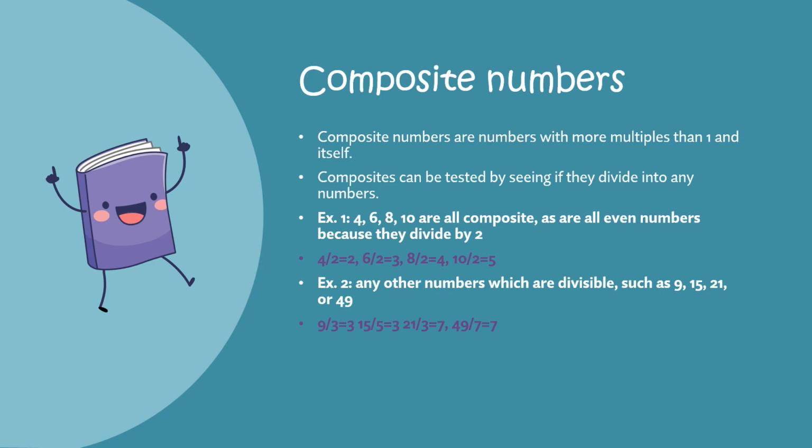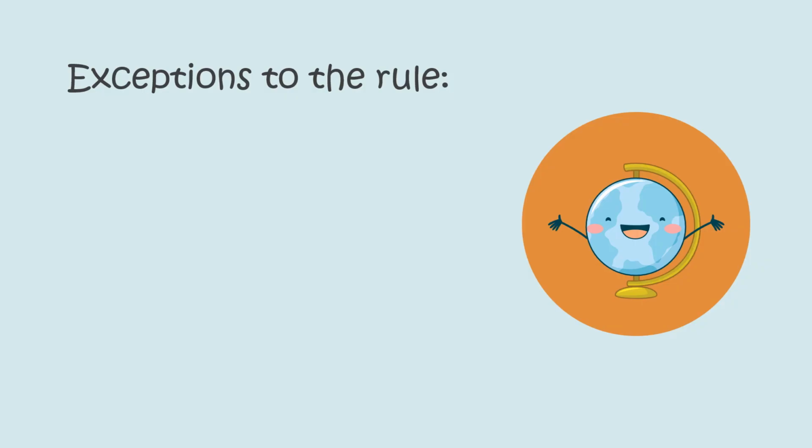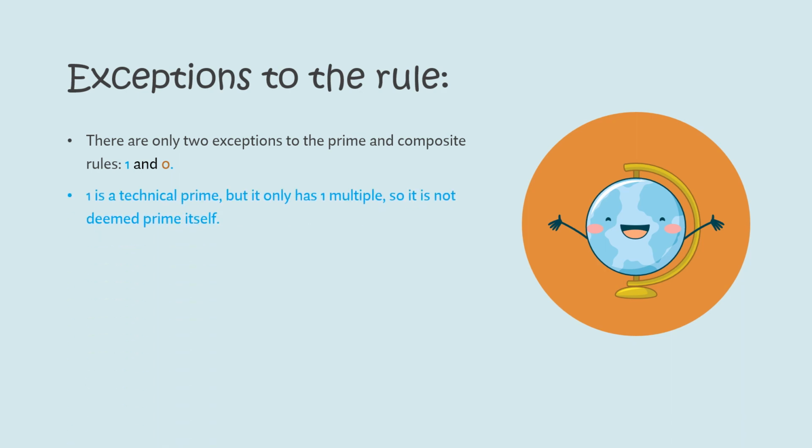Now, when it comes to prime and composite numbers, there are 2 exceptions to these rules that we're going to go over real quick. This isn't something that's really necessary, it's just a nice reminder at times. The 2 exceptions to the prime and composite rules are 1 and 0. Now the prime and composite rules are based around positive numbers. And so 1 is technically a prime number, but it doesn't fall under the prime category because it has to have at least 2 multiples, and it only has 1 itself.